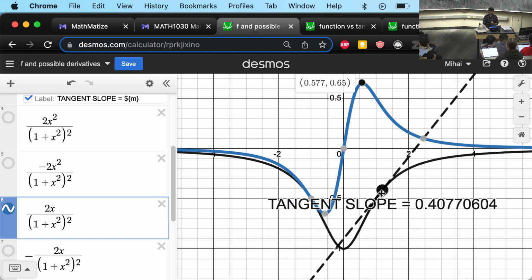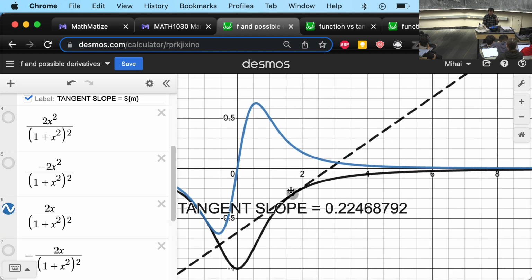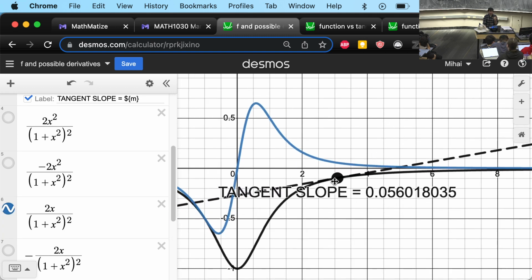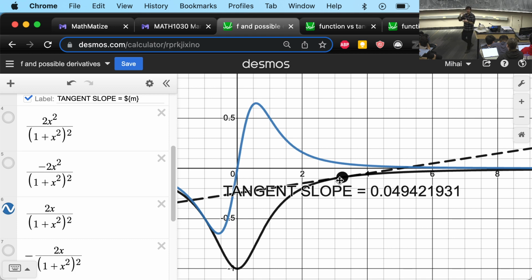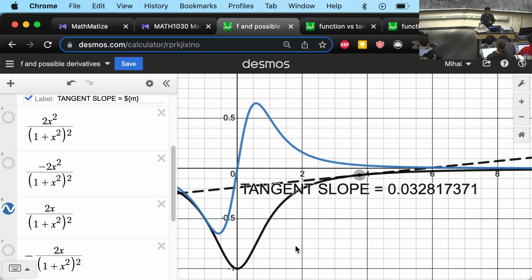So let's see it go down, down, down. And it's always positive, but how positive it is getting smaller and smaller. That's because the blue function is always above the axis, but getting closer to 0. So the blue function is always a little bit positive. The original function in black is always sloped very slightly up. So this matches perfectly. This is the right answer.